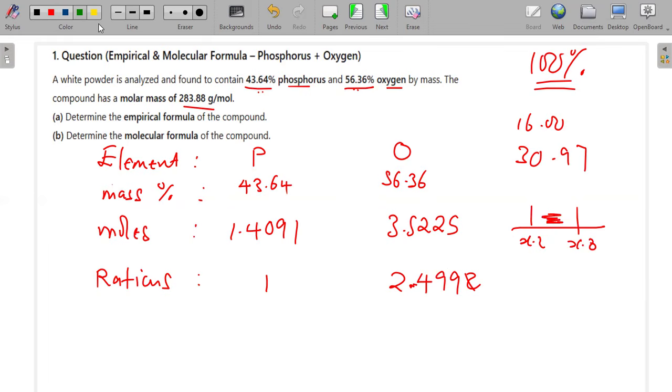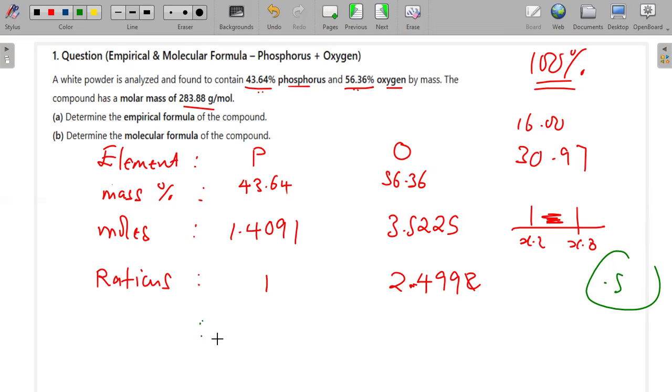So we look for a number such that when we multiply this, we get a number that is a whole number or something that we can round off. So we see here that this is 1 and this is 2.4 something. So we have 2.499. This number is close to 5, right? Remember I said if we have something 0.5, we multiply by 2. So this is very close to 5. So I'm going to multiply throughout by 2.